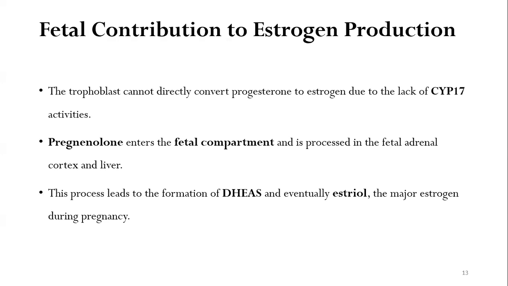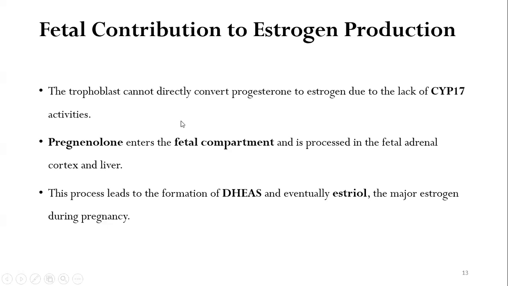Now, what is the fetal contribution to estrogen production? The trophoblast cannot directly convert progesterone to estrogen due to the lack of 17-alpha hydroxylase activity. So this pregnenolone enters the fetal compartment and is processed in the fetal adrenal cortex and liver. This process leads to the formation of dehydroepiandrosterone sulfate and eventually estriol, which is the major estrogen during pregnancy. So you might be asked, which is the major estrogen during pregnancy? Remember, the major estrogen during pregnancy is estriol and not estradiol.